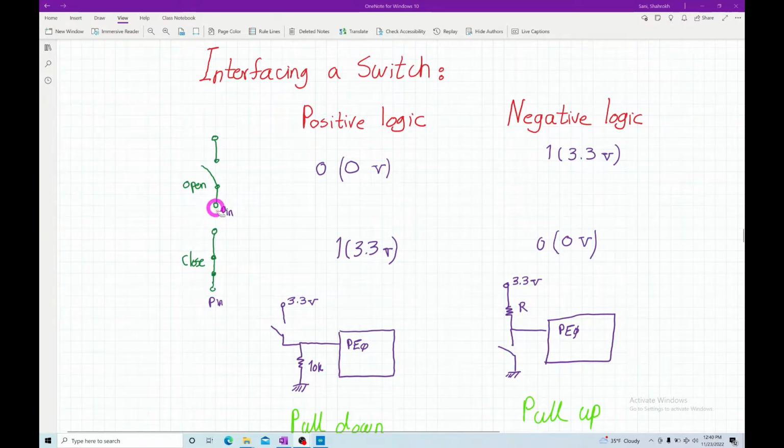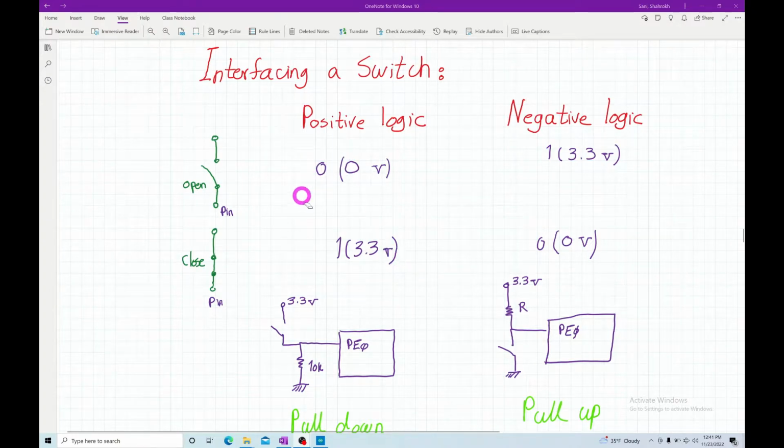If one side of this is the I/O pin of your microcontroller, definitely whenever you connect the switch to the microcontroller pin, it has two different cases, right? The switch could be open, or the switch could be closed. In positive logic, whenever the switch is open, the I/O pin is 0 volt or logic 0. And whenever you close the switch, the microcontroller I/O pin is logic 1, or for our microcontroller, in other words, it is 3.3 volt.